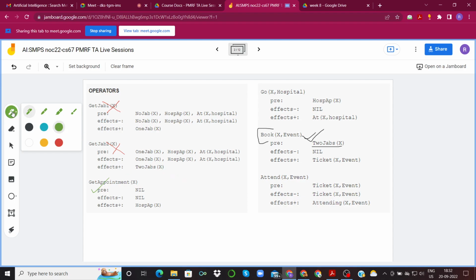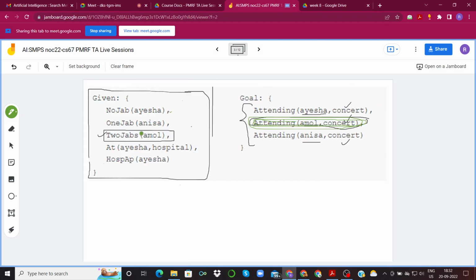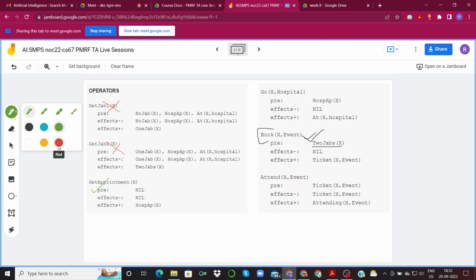Yes, sir. Okay, what are the other operators? Let's say go, for Amol to go to the hospital, the precondition is that he should have an appointment at the hospital. We are not given that information. The only information about Amol is that he has 2 shots. So again, this operator is also not applicable for Amol. Now let's see this event, book a ticket to a certain event. The precondition is that Amol has 2 shots of vaccine, which we know is true. So we can use this operator as a potential candidate.